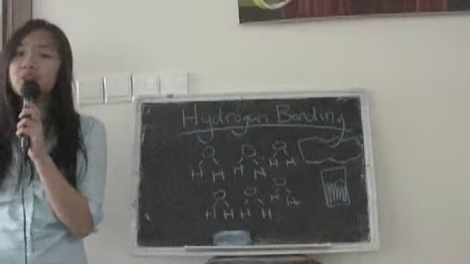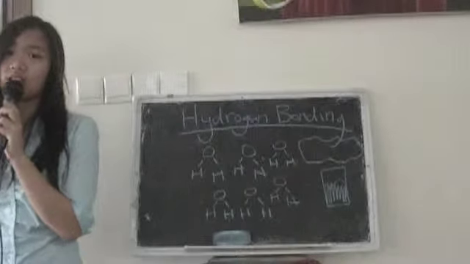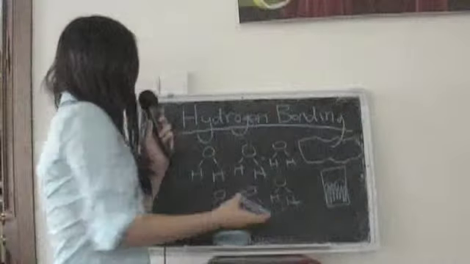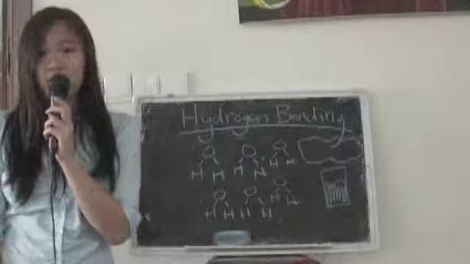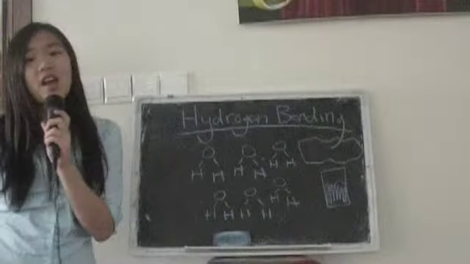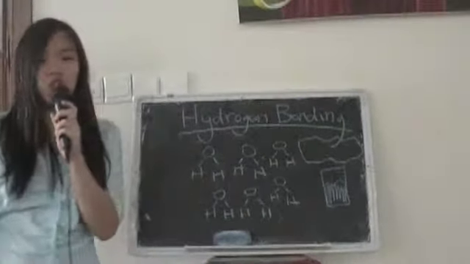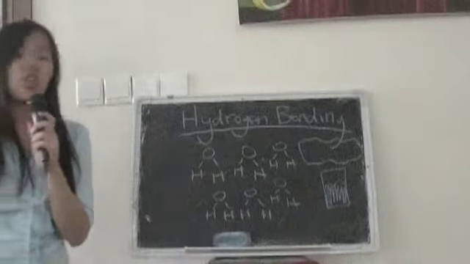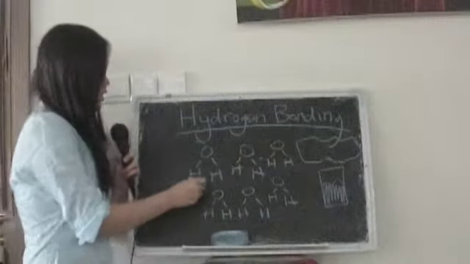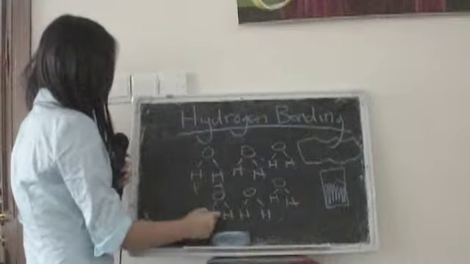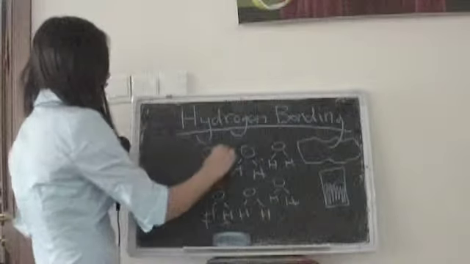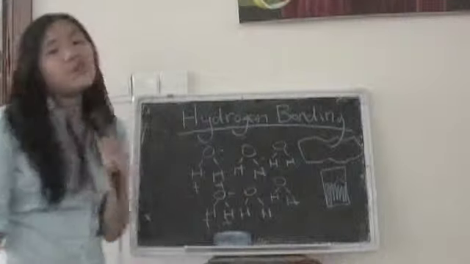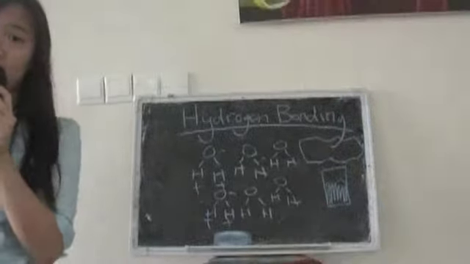So, what hydrogen bonding basically is, well, everything in the world has a charge. Hydrogen has a charge and oxygen has a charge. And these two have different charges. Let's say hydrogen has a positive charge and oxygen has a negative charge. Well, we all know that opposites attract.